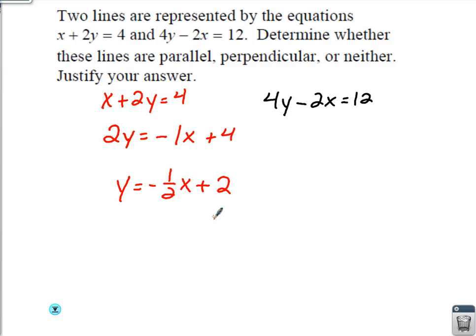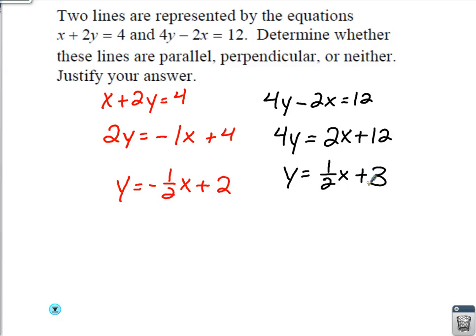Second equation, Hunter, help me get y by itself. What are you going to do first? Good. I now have 4y equals positive 2x plus 12. And Hunter, go ahead and do the next step for me too. Divide everything by 4. I now have y equals 2 over 4. Good. And he's thinking ahead. That's 2 over 4, so he reduced it, and then plus 3.